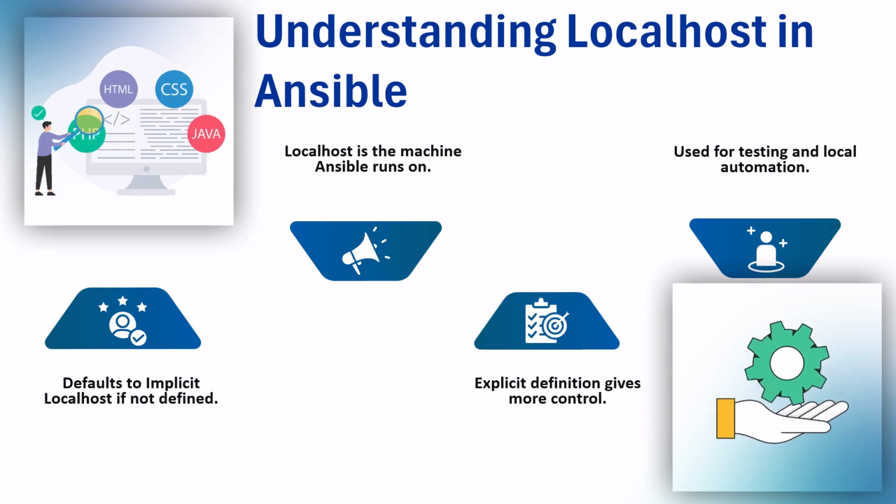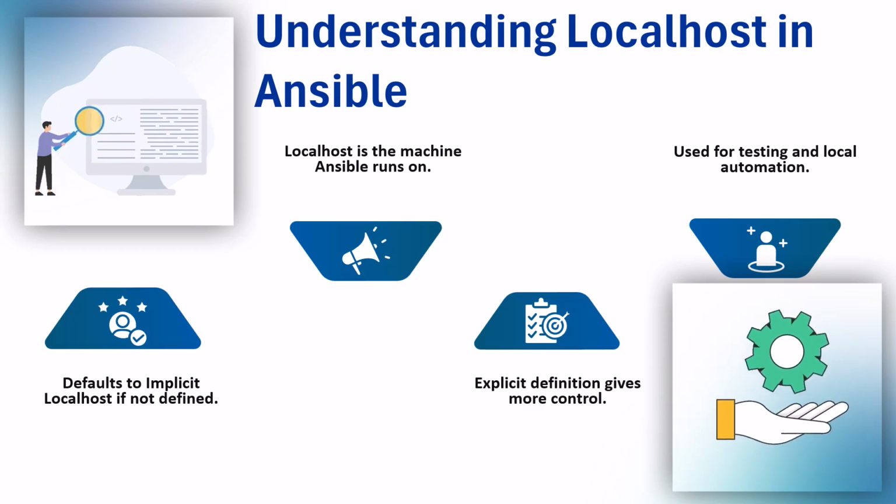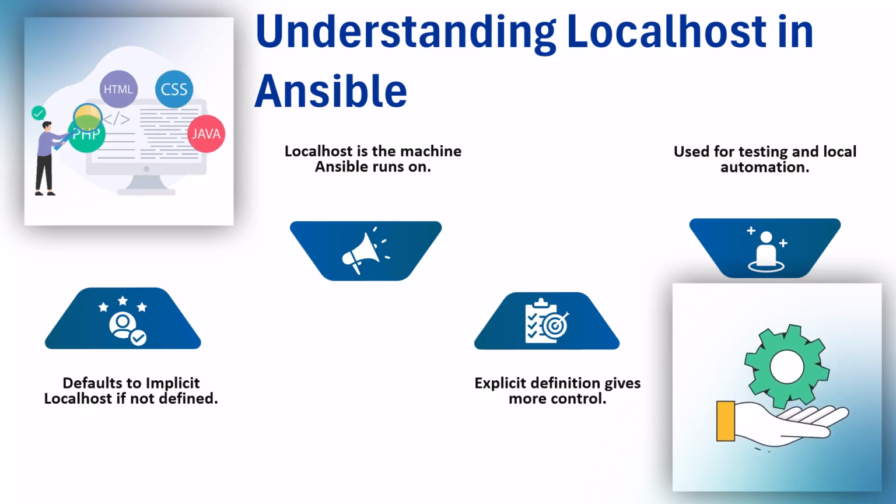Localhost, Ansible's secret playground. It's the machine Ansible runs on. And if you don't define it, Ansible sneaks it in anyway, like an uninvited guest. But defining localhost explicitly, that's like making it the VIP of your automation setup. Whether you're testing or running local tasks, it's your trusty workstation.